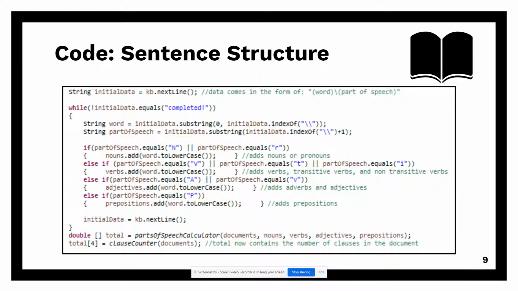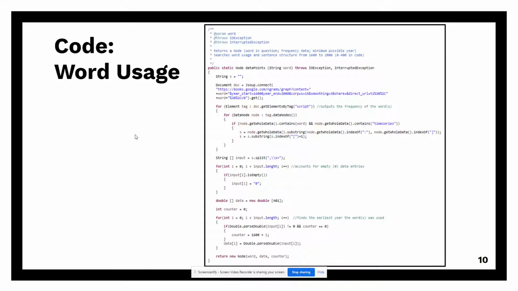So here's the code for my sentence structure. As you can see, I'm organizing the parts of speech into the nouns, verbs, adjectives, prepositions, and clauses. Here's the code for the word usage. So as you can see, I am collecting the data from a certain website, and here's my first optimization. I would find the earliest year where the word was used.